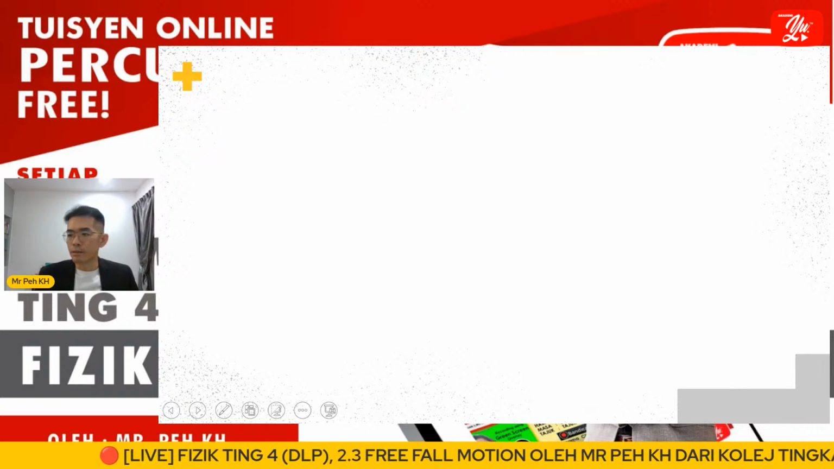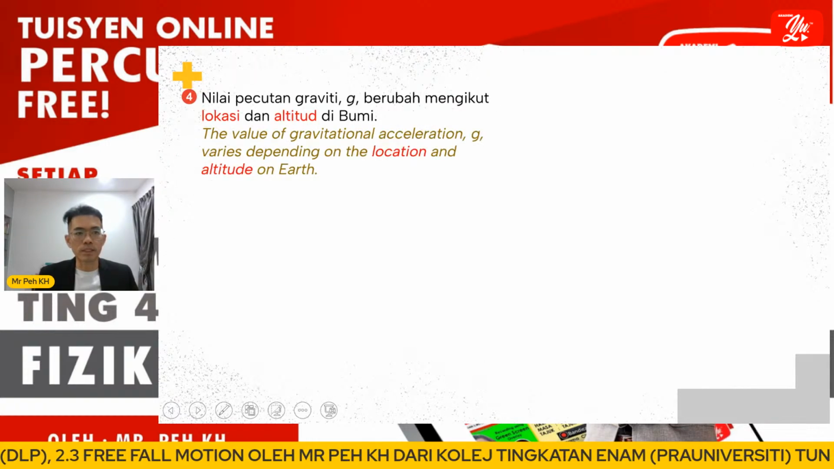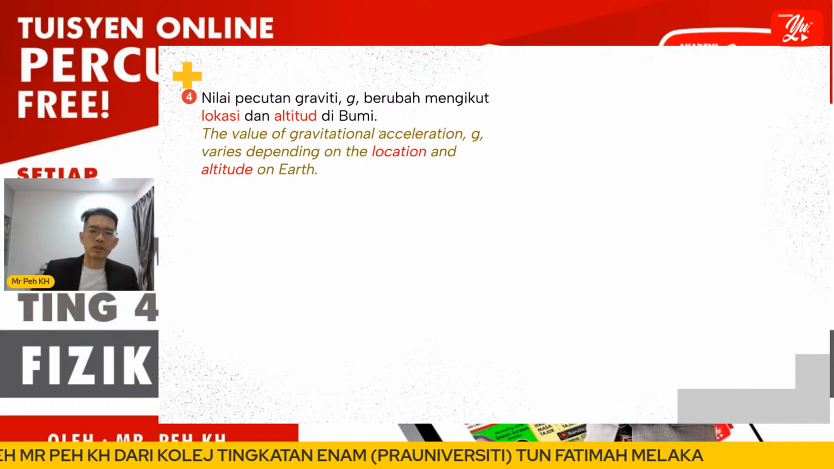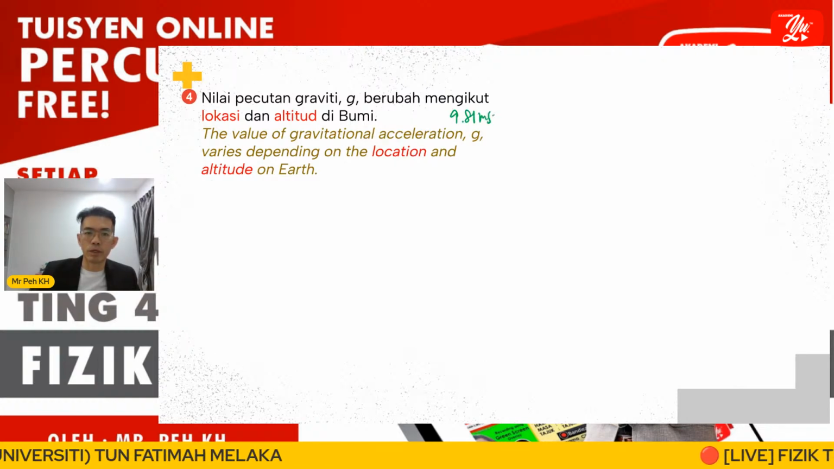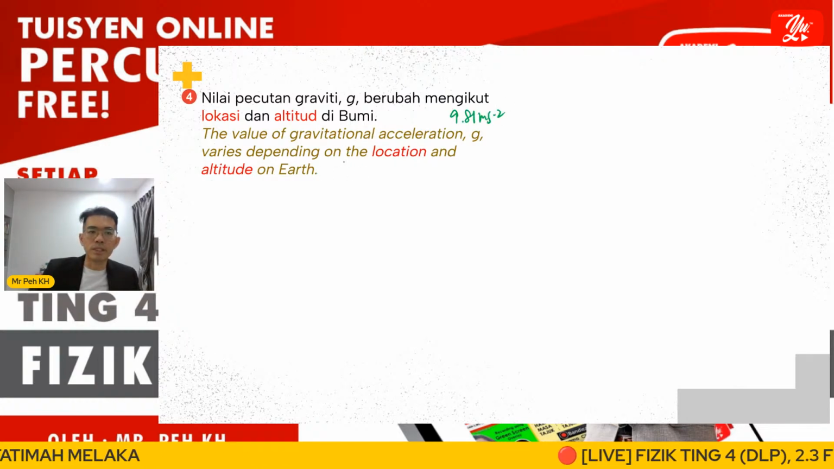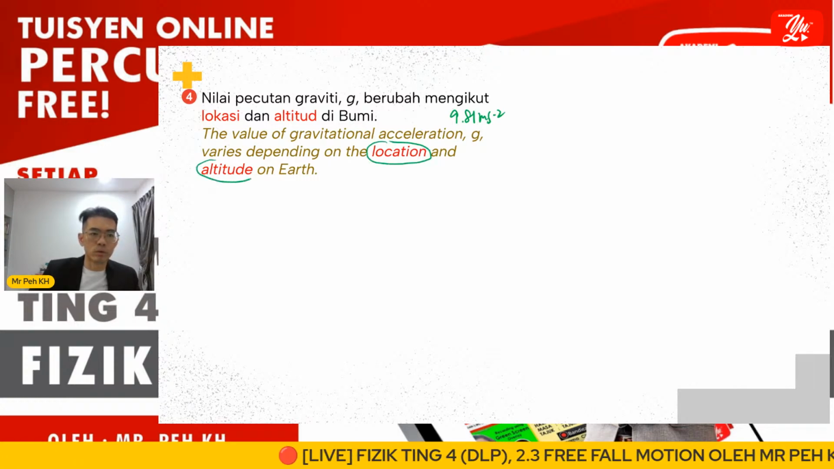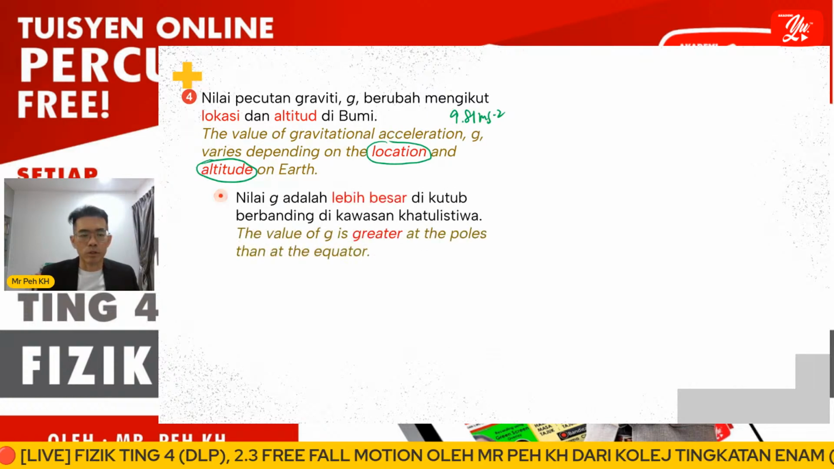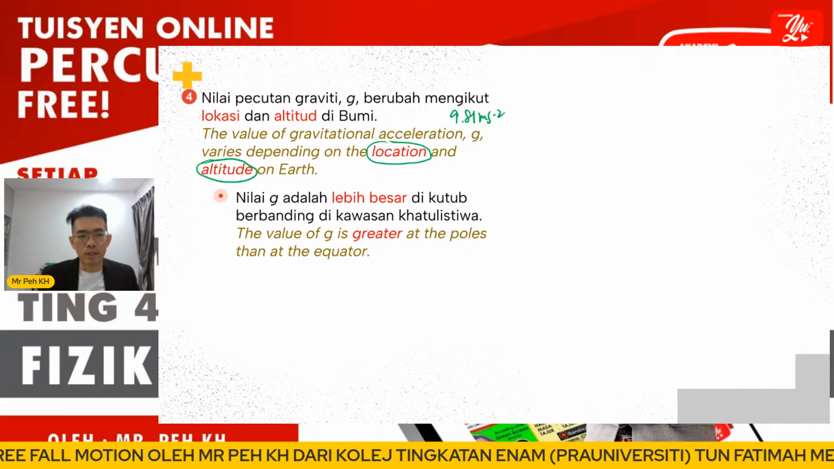Okay, then now number 4. Now we discuss further the g value. The value of the gravitational acceleration, the average, will be 9.81 meters per second squared, but it depends on the location and also the altitude. So what does this mean? Here the value g is greater at the pole than at the equator.